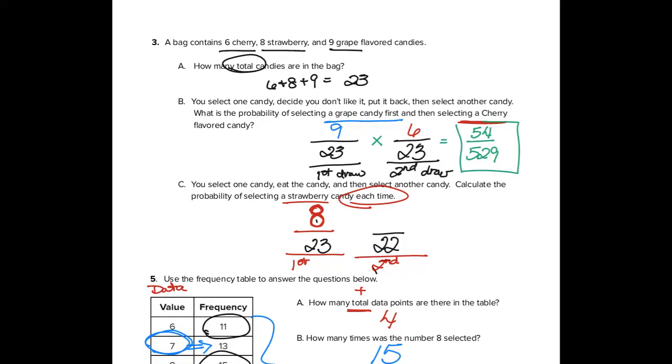So how many strawberry candies do you have left for the second draw? 7. Yes, you have 1 less. So multiply those 2 together. 7 times 8 is 56, all over 23 times 22, which is 506, I believe. Is that correct? And there it is. Questions on that?